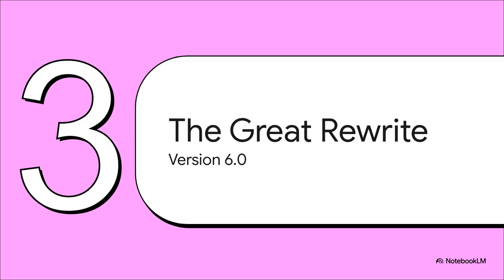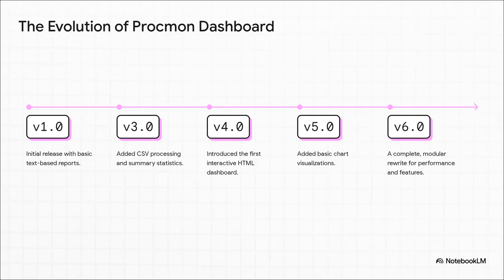Easy. But to achieve all this, to get to this point, version 6.0 couldn't just be another update. No way. It had to be a complete, from the ground up rewrite that fundamentally changed the entire game. You can really see the whole journey right here. I mean, it started out as just a simple parser spitting out text reports. Over time, it got a little better, adding CSV processing and a basic dashboard. But version 6.0, that's not just another step on the ladder. It's a quantum leap forward from everything that came before it.